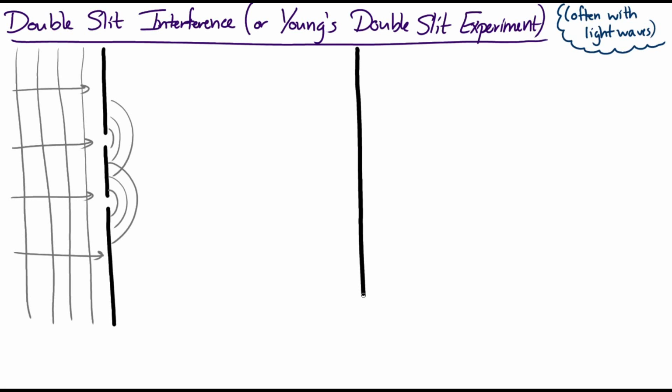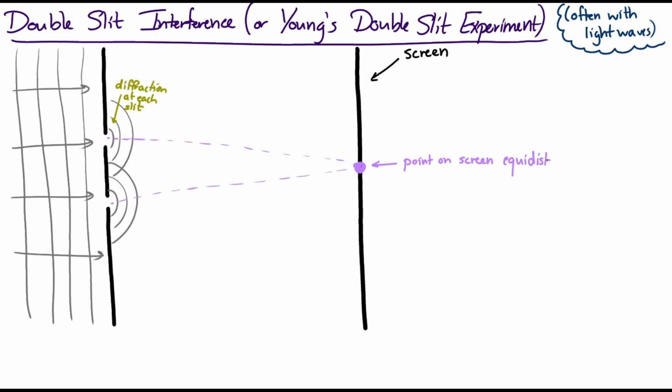And then we're going to imagine a screen over on this side. And the light is going to be incident upon the screen. And you can think about different points on the screen. And maybe at this point, right here, maybe it's equidistant from the two slits. So the light coming from each slit is going to impact there. And if it's equidistant, we'd expect the light to constructively interfere. And what that means, if the light is constructively interfering, we're going to get a bright spot.